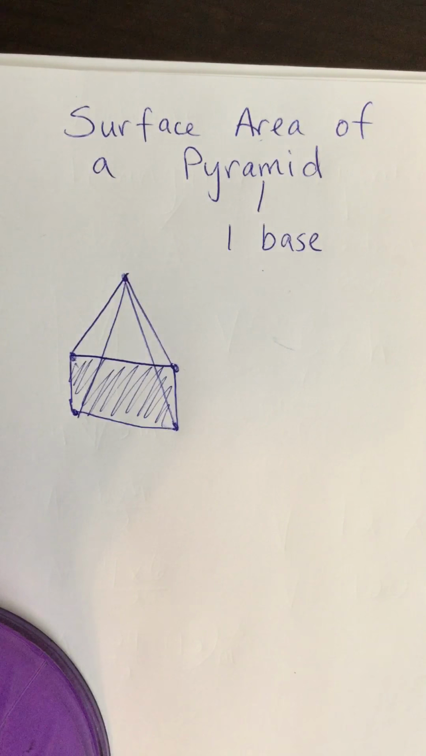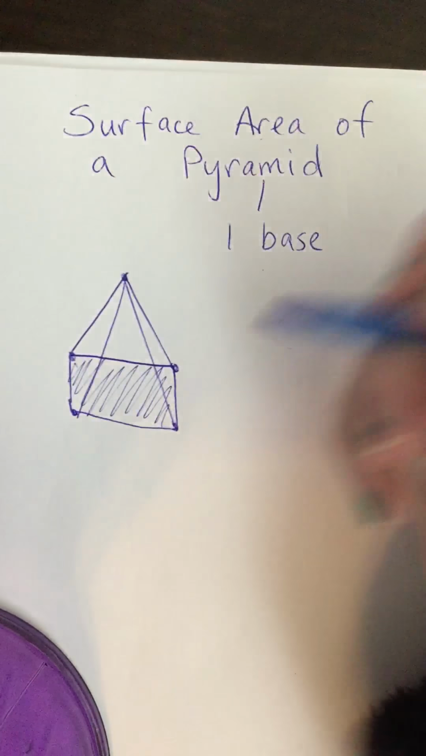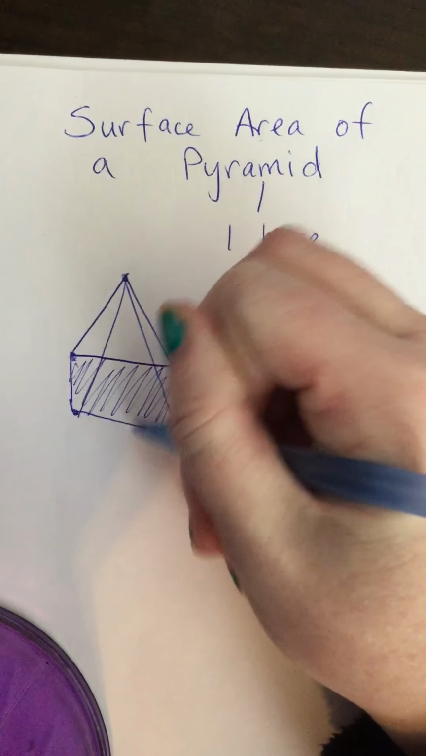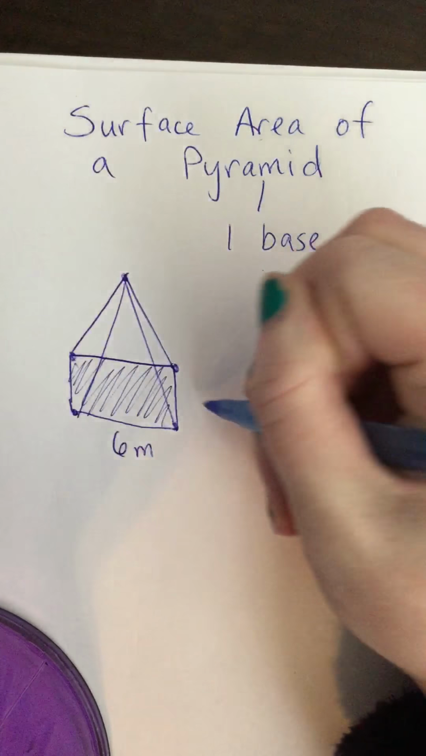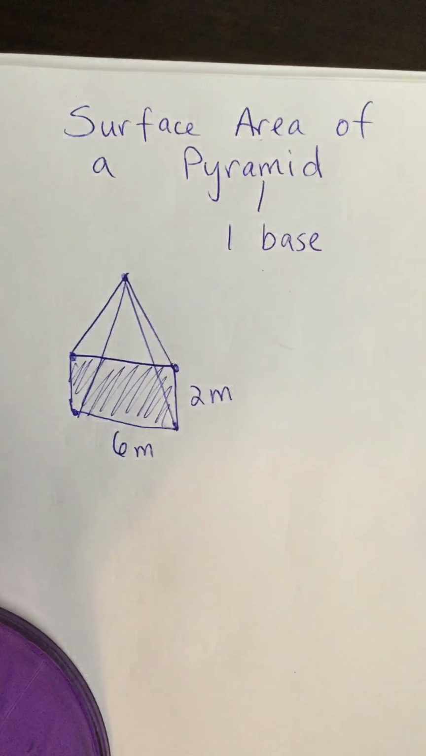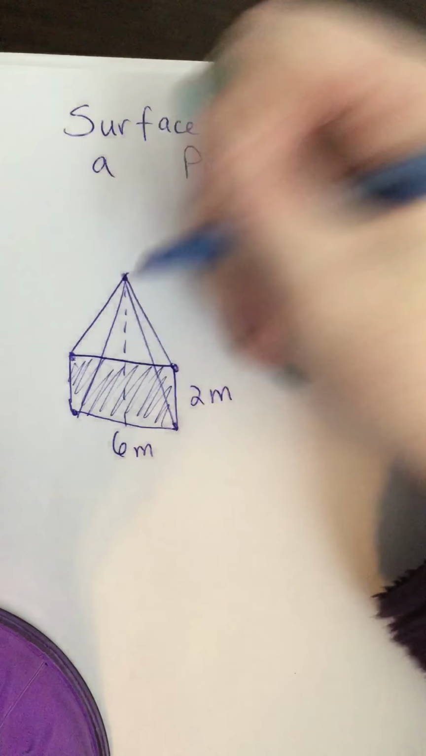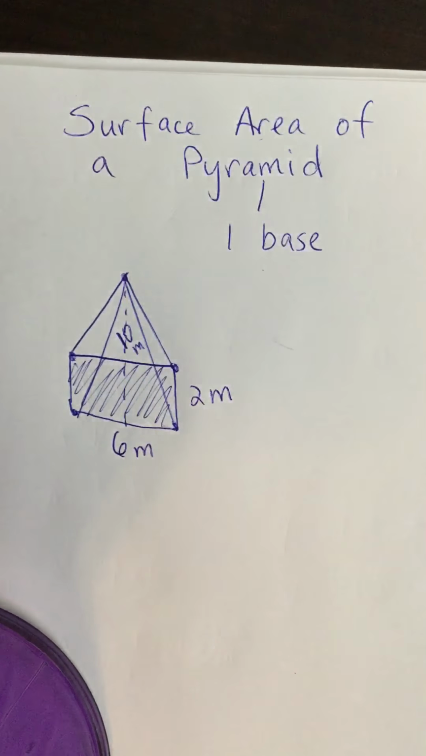All right, so here we go. Let's label a few things. Sorry, I got caught by my phone cords. Okay, we're going to label a few things. Now these are not going to be to scale. 6 meters. This can be 2 meters. All right, and then we need the height of each triangle, and we'll just label this height as 10 meters.